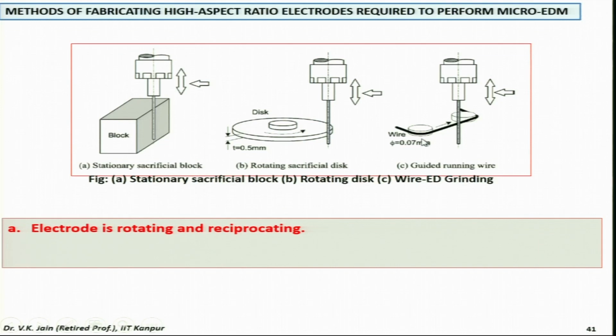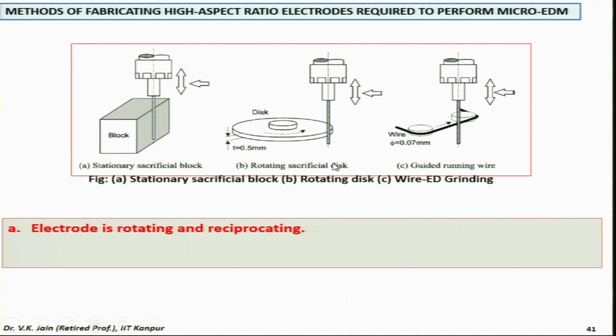Now in the third case you have the wire, which may have abrasive particles, or just a simple wire of 0.07 millimeter, and a guided running wire. This is moving and sparking is taking place between this wire and this tool to be made, which is acting as the anode, and it is rotating. This is also rotating and moving up and down. So this is how you can make the micro tools by using different EDM processes or micro EDM processes.